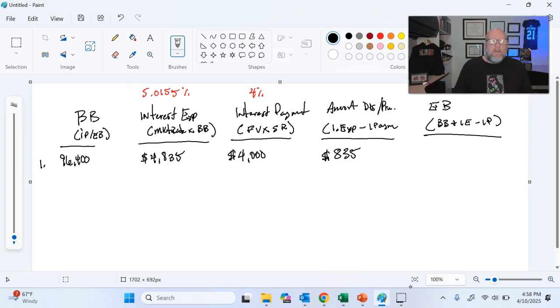So 96,400 plus 4,835 in interest minus $4,000 payment is going to give me, bear with me, it's going to give me 97,235. I don't know what this is. I have no idea what that is.